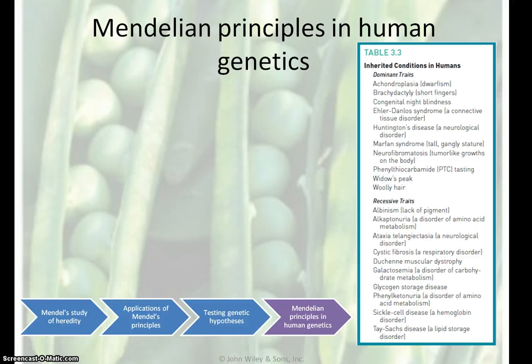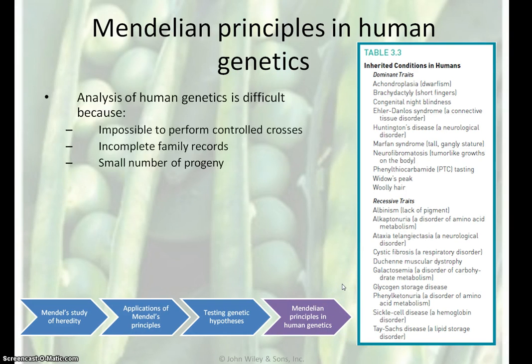Okay, now onto the last part of the chapter, Mendelian Principles in Human Genetics. Now we can do some analysis of human genetics, but it is a little bit difficult for obvious reasons. Obviously, we can't perform controlled crosses like Mendel could. We don't always have complete family records, and as humans, we don't have a ton of progeny, a ton of offspring. However, even with this, we are able to see a lot of different inherited conditions in humans.